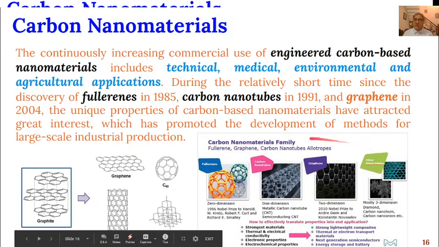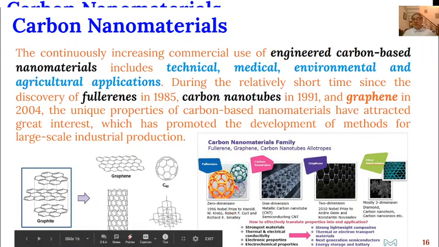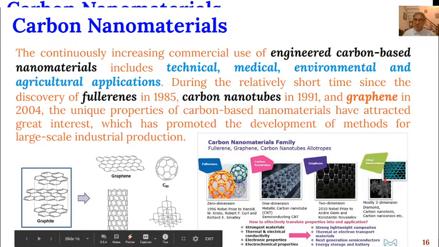So they have a vast number of applications, and as I have told you, the fullerenes come under zero dimensional nanomaterials, and carbon nanotubes are one dimensional, metallic carbon nanotubes. Then graphenes come under two dimensional nanomaterials, and all others, like diamond and others, are mostly three-dimensional carbon nanomaterials.